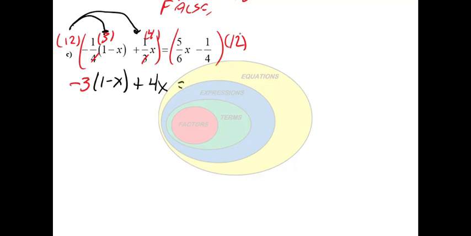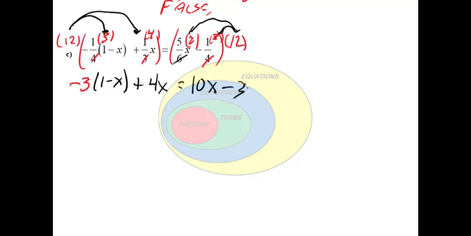On the right side, again, distributing the 12, the 6 would cancel with the 12, leaving a factor of 2. So this term would be 5 times 2x, or 10x. And then when I multiply 12 times the negative 1/4, distributing here, the 4 in the denominator will cancel with the 12, leaving a 3. So this would be a negative 3 term.